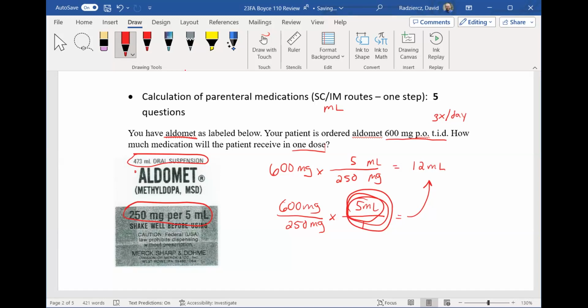So remember to incorporate your quantity if you are using ordered over have or desired over have, ordered over available. Just make sure you also account for the quantity, so you don't miss that type of question.